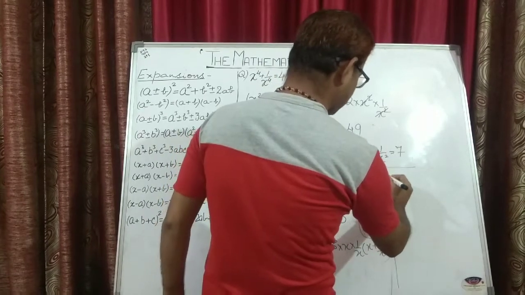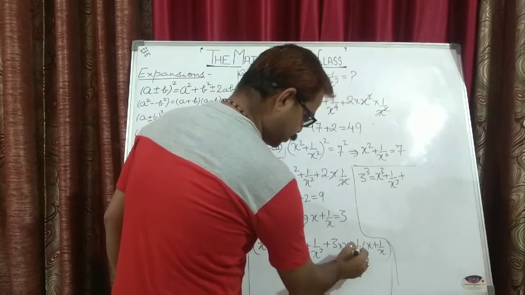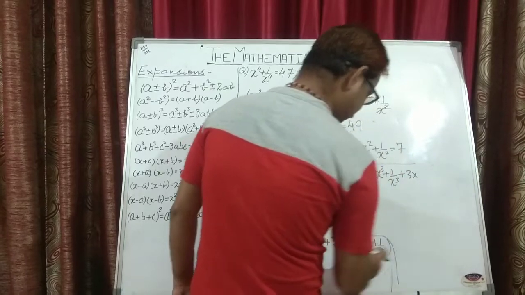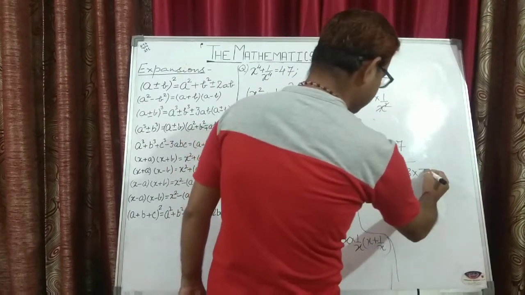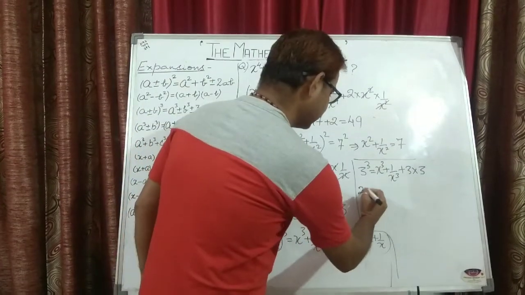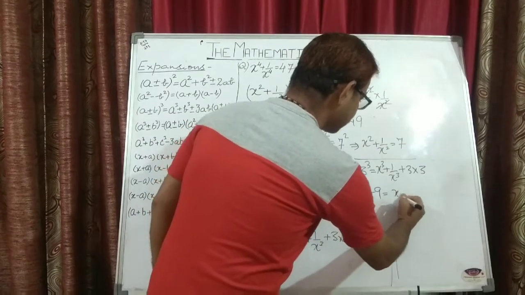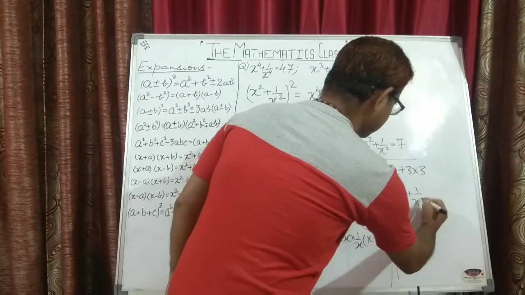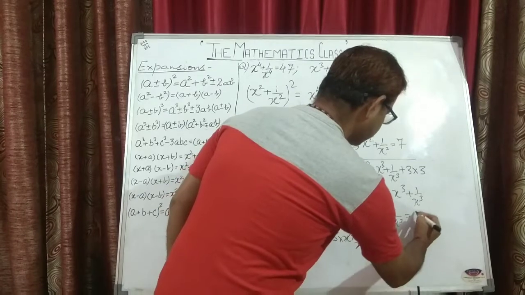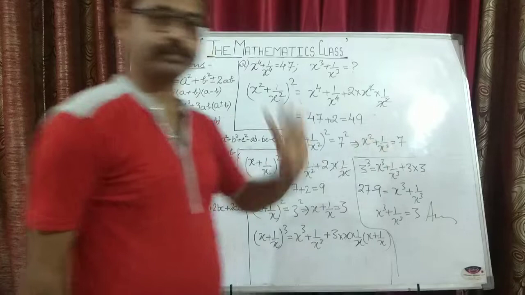x cube plus 1 upon x cube, that we have to find out, plus 3 times x into 1 upon x. So this x and this x will cancel. We will be left with 3 into, and x plus 1 upon x was already 3. So into 3. So 3 3s are 9, 3 9s are 27. So 27 minus 9 is equal to x cube plus 1 upon x cube. Hence x cube plus 1 upon x cube is equal to 3. That is the final value.